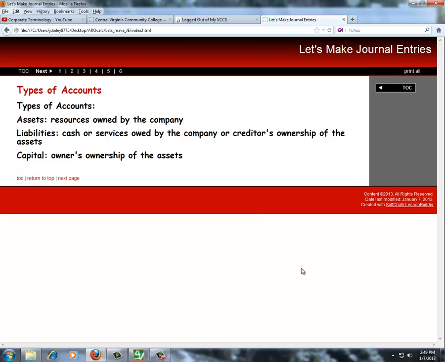We have 6. This one shows 3 of those accounts. Assets are resources that are owned by the company and are things like your buildings, your land, your machinery, your supplies, your inventory, your cash, and accounts receivable.